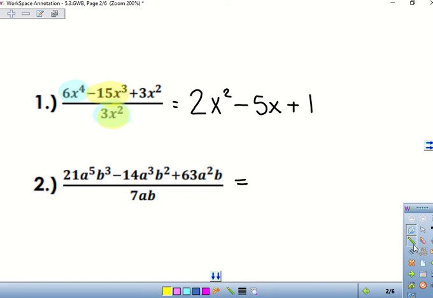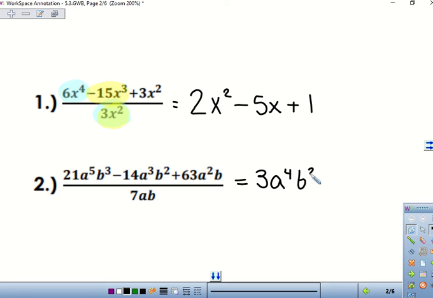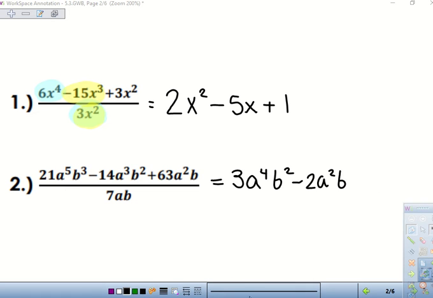Okay. All right. Next one is going to be 3 a to the 4th b squared minus 2 a squared b. And then the last one is going to be plus 9a. What's going to happen with the b's on the last one? Cancel out. So there's no b in that last term. So that's how you divide monomials.